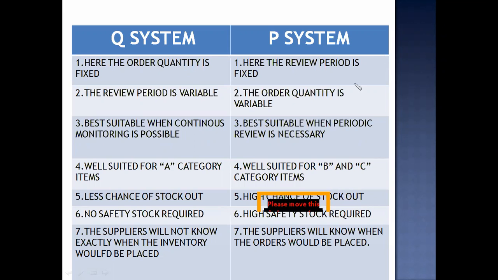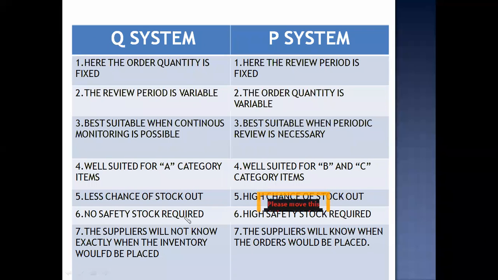एंड पी सिस्टम में कैसे है? आई कैन प्लेस एनी क्वांटिटी, मतलब आज मैं 10,000 का प्लेस कर सकते हैं, बट नेक्स्ट I can order 20,000 next month, but that order will be only next month. I cannot place any order in between over here. Okay, so order quantity is variable in P system, period system.